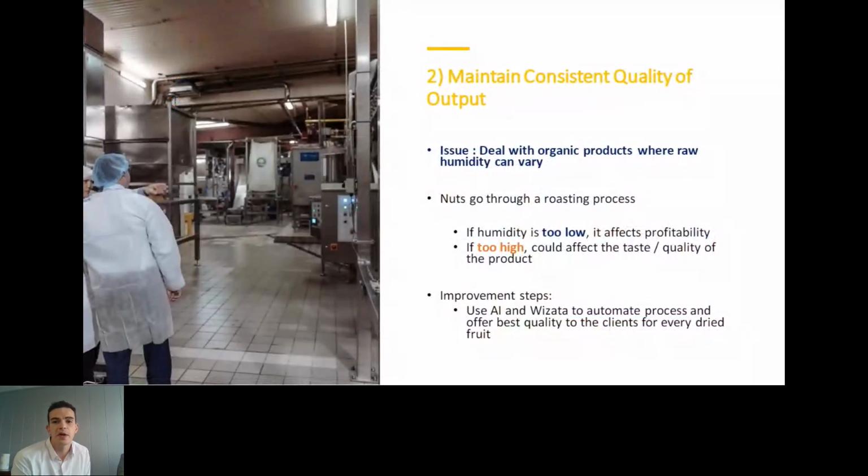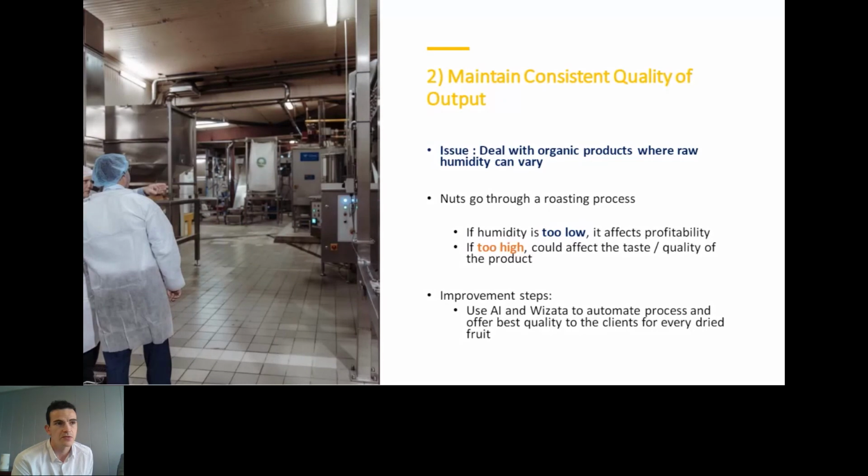The second point is to maintain consistent quality for our product. As I mentioned, we're dealing with an organic product where raw humidity can vary. The pistachio can come with a 3 to 6, 7% humidity rate, which is a huge change for the pistachio. And we have two constraints. If humidity gets too low at the output of our process, it would affect profitability, or we might even end up losing money. If humidity is too high, it could affect the taste and quality of our product, and the customers won't be happy and we won't have the contract next year. So we have to find a sweet spot.